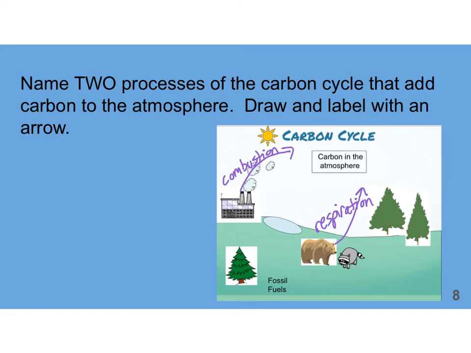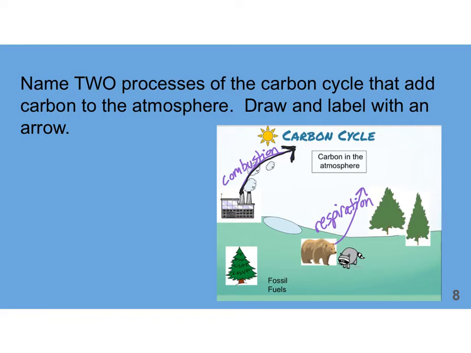Okay, here's the carbon cycle. This first question says, name two processes of the carbon cycle that add carbon to the atmosphere. Draw and label with an arrow. So I've put in here combustion. Notice my arrow. The arrow is starting at the fossil fuels in the power plant, and those fossil fuels are going into the atmosphere. Okay, that action word is combustion.